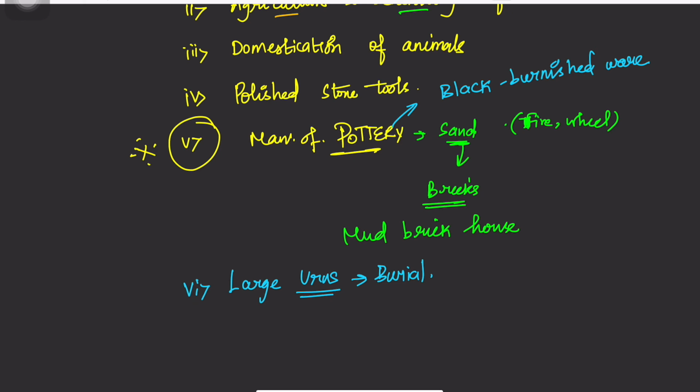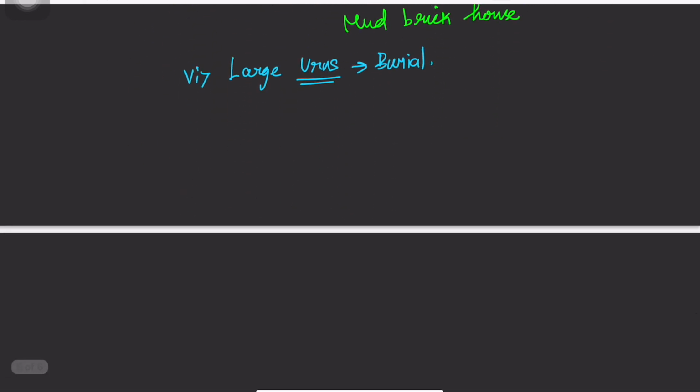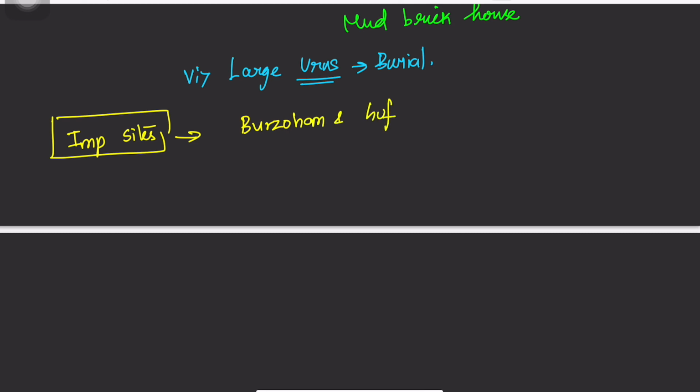Then we have to remember important sites for Neolithic. The important sites were Burzahom and Gufkral in Jammu Kashmir. This is the first time you are having a site in Jammu Kashmir, in Neolithic. This one also you can remember. Suppose in statements, if they give Jammu Kashmir sites in Mesolithic or Paleolithic, you can easily eliminate the statement.